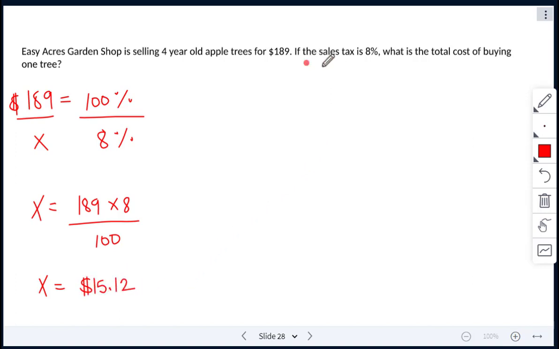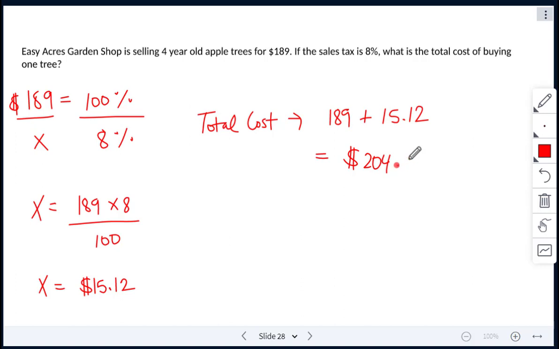Okay, but it is asking us what is the total cost. So total cost, we have to add those amounts. So $189 plus $15.12, which is equal to $204.12.